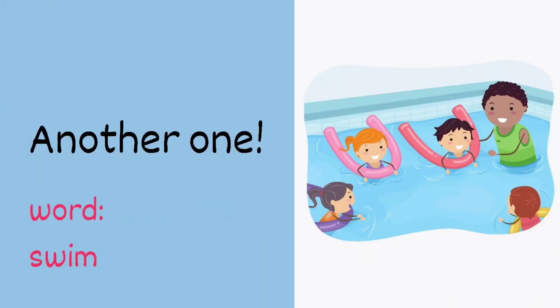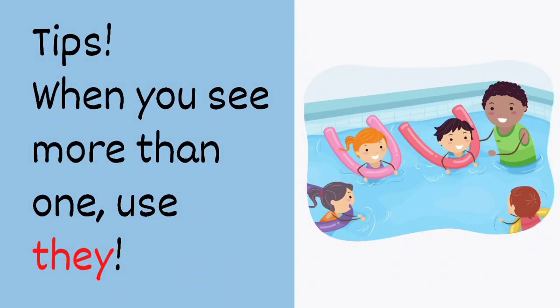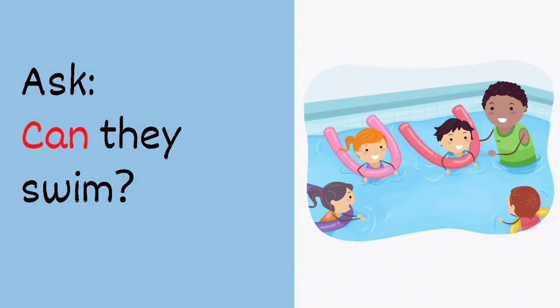Alright, here's another one. The word is swim. So look at the picture. There are four children. So we use they. When you see more than one person, we use they. Alright? So you want to ask a question.